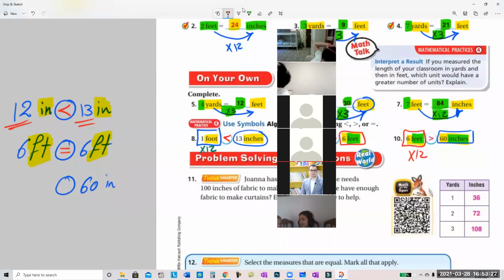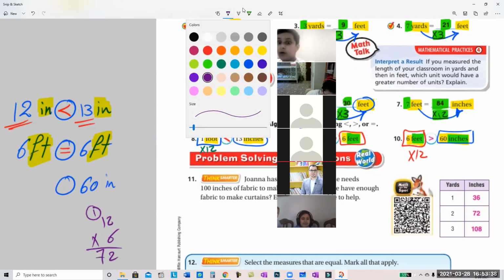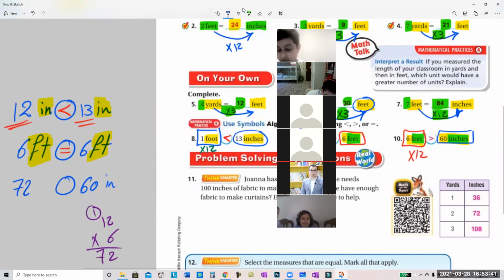So 6 multiplied by 12 equals what? Okay, let me write it here. So it will be 12 multiplied by 6 equals what? 2 multiplied by 6 equals 12, 2 and carry up 1, and 1 multiplied by 6 equals 6, and 1 makes 7, right? So it will be 72 inches, right?